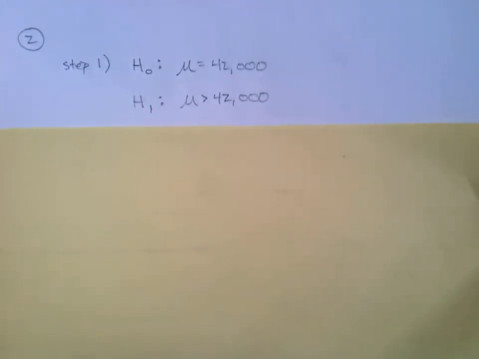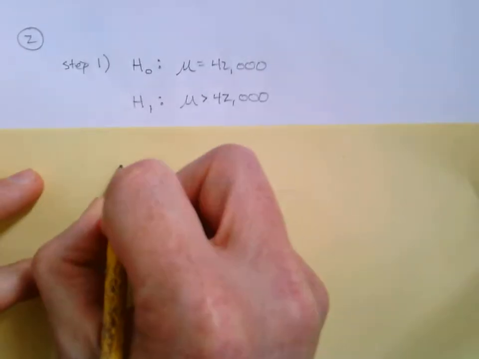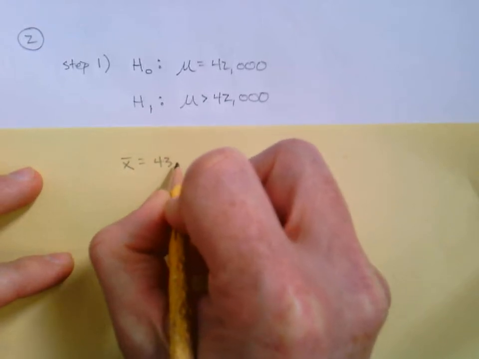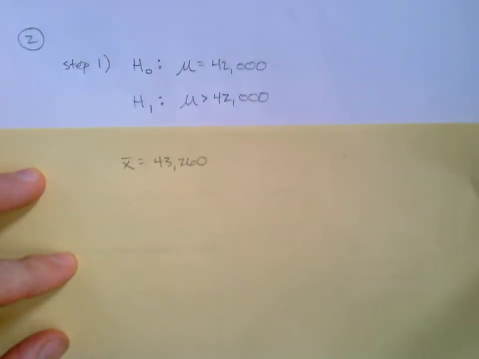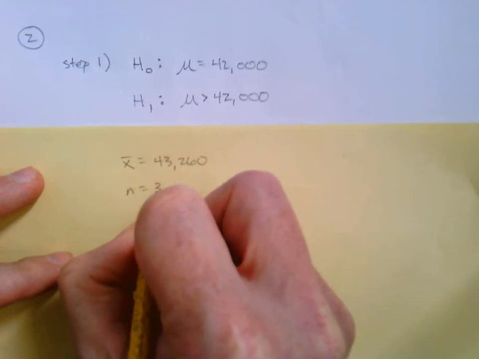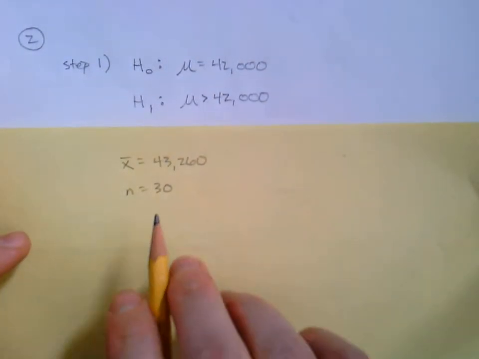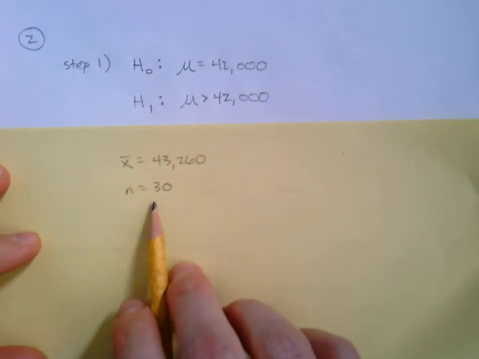Calculate the test statistic from the sample data. Okay, so now we look at the sample data. The sample of 30 Carl's Jr. managers had a mean of 43,260. We're going to find the z-score here. X bar is that sample average. There's where the 43,260 comes in. And we know it's a sample n of size 30. So we're going to find the z-score that goes with these.